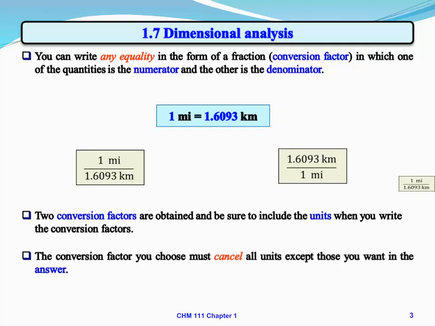A ratio of two equivalent quantities expressed with different measurement units can be used as a conversion factor. For example, the lengths of 1 mile and 1.609 kilometers are equivalent, and so two conversion factors may be derived from these equivalent quantities. The two conversion factors are as shown here, and be sure to include the units when you write the conversion factors. The conversion factor you choose must cancel all units except those you want in the answer.